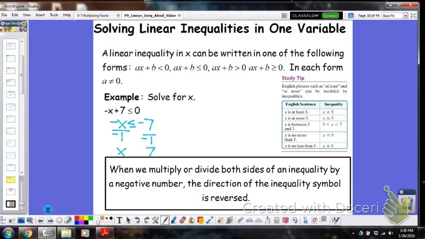Now remember, when we divide by a negative number, when working with inequalities, we have to flip the symbol. So instead of being less than or equal to, it is now a greater than or equal to. So when we multiply or divide both sides of an inequality by a negative number, the direction of the inequality symbol is reversed. You have to remember that.